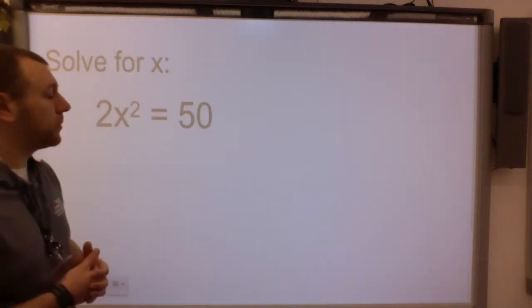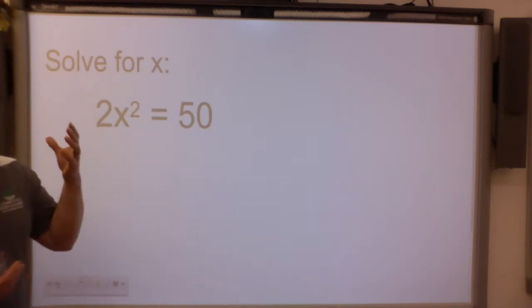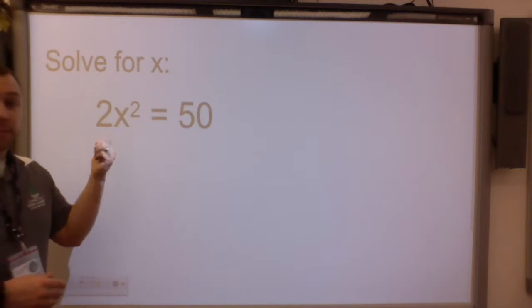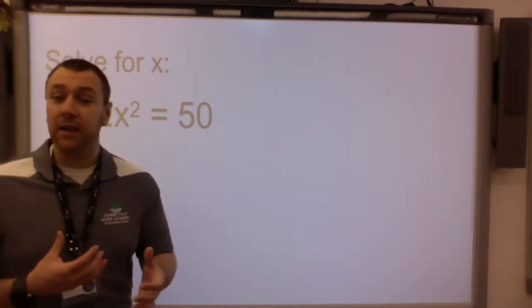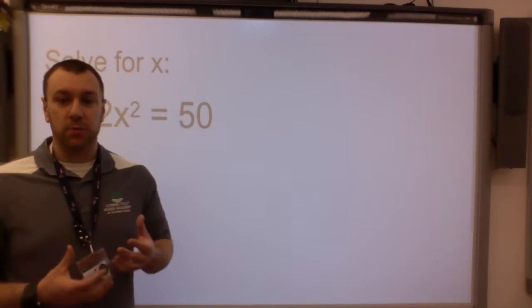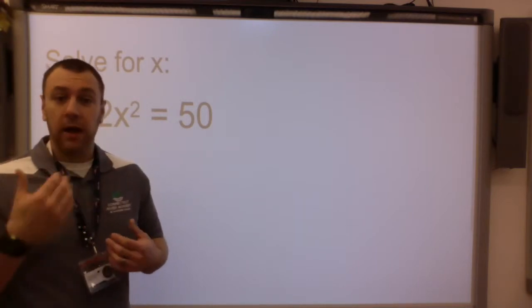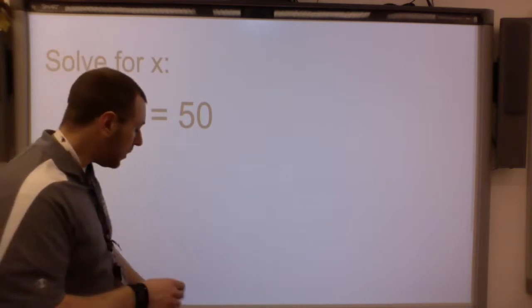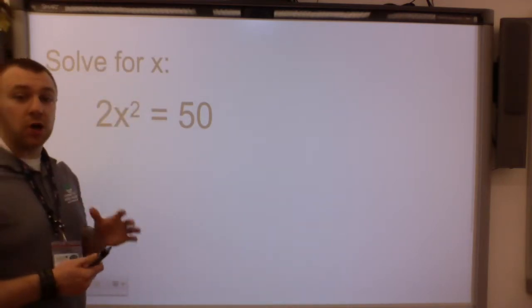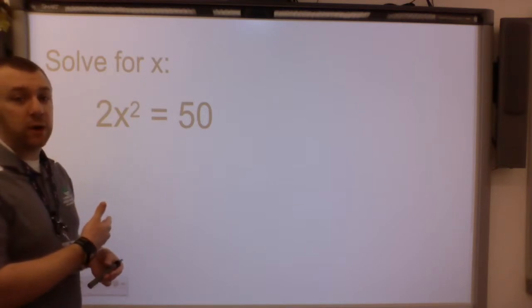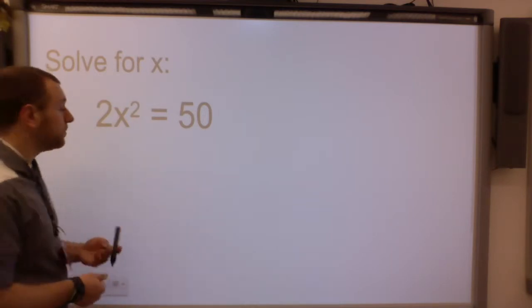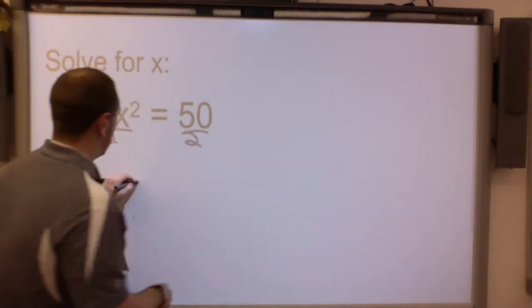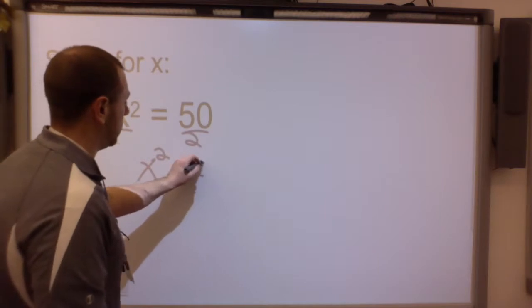So for example, if I give you something like 2x squared equals 50, you'll notice that there's just an x squared here. So I can solve using my normal algebraic tools that I used in Algebra 1, solving like 2x plus 4 equals 8. The first step is always to isolate that x squared, so get that x squared alone. I'm going to divide by 2, and I get x squared equals 25.